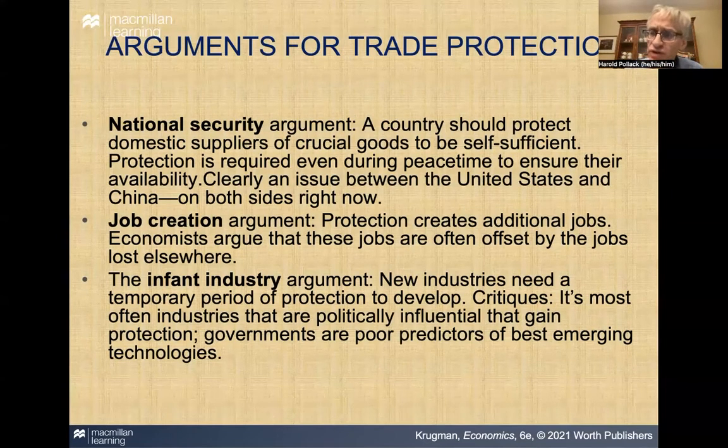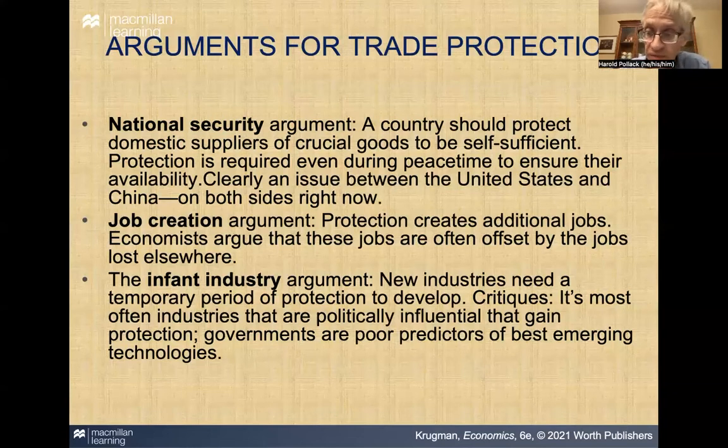Now, there are arguments for trade protection. One argument is a national security argument. A country should protect domestic suppliers of critical goods to be self-sufficient. And clearly that's an issue between the United States and China on both sides. Presumably the United States is not going to import fighter planes from China, because we want to be able to produce our own fighter planes and not be dependent on China. And China similarly does not want to be dependent on the United States for advanced semiconductor technology, things like that.